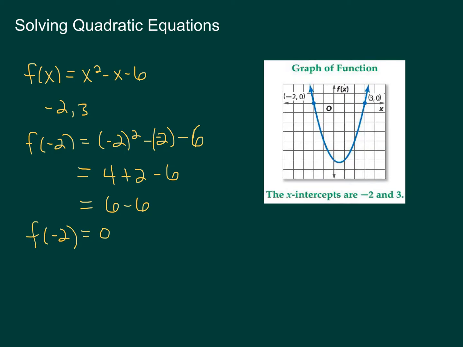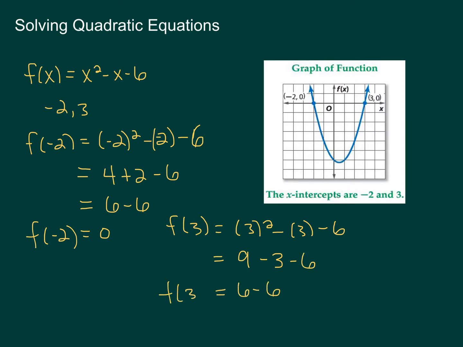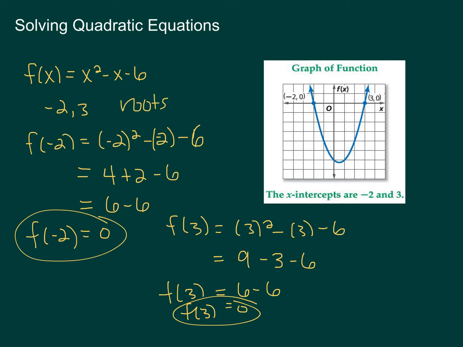Now we can also do f of 3, and we're going to plug it into the same equation, and again, we should get out 0. So 3 squared is 9, minus 3 minus 6, 9 minus 3 is 6. And again, 6 minus 6 is 0. So since f of 3 and f of negative 2 equal 0, that means those are the x-intercepts, which are the roots of the equation. So those are our roots.